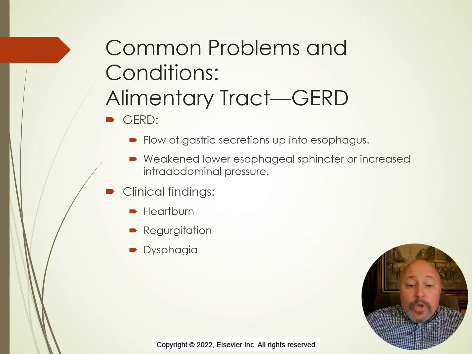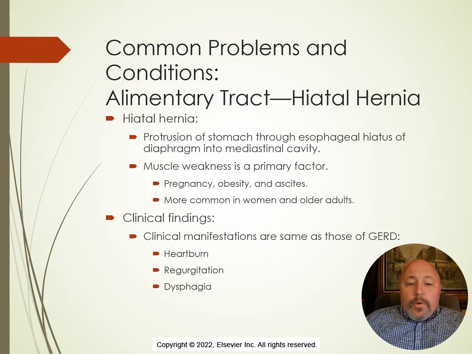GERD. This is the flow of gastric secretions up into the esophagus. It can be a result of a weakened lower esophageal sphincter or increased intra-abdominal pressure, with clinical findings things like heartburn, regurgitation, and dysphagia. When looking at a hiatal hernia, this is a protrusion of the stomach through the esophageal hiatus of the diaphragm. Muscle weakness is a primary factor, though could also be due to things like pregnancy, obesity, and ascites.